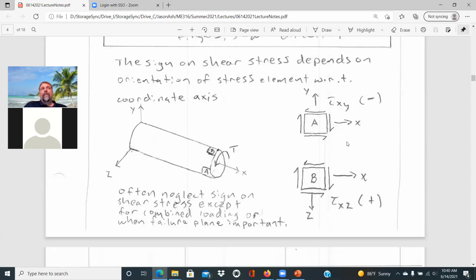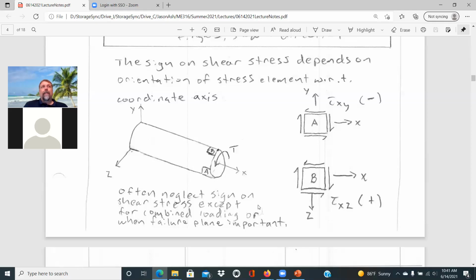If we're dealing with just strictly pure torsion though, we oftentimes just neglect the sign on the shear stress and look at that as a magnitude value when we're sizing the shaft. But it's only except for those combined loading conditions when we're trying to determine the correct magnitude of shear stress based on the torsional shear stress, the transverse beam shear stress, any direct shear stress, so that we can account for those properly.